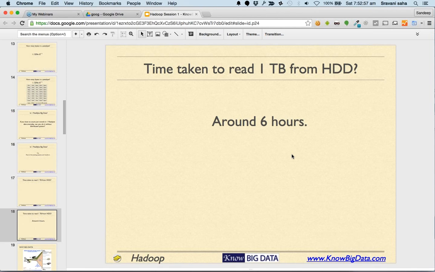quite a big time. If you think about 1 petabyte of data, it will take 6,000 hours to read it from the disk. If we are using a solid state drive, the speed might be 10 times faster. But still, reading 1 petabyte of data, even from solid state drives, will take around 600 hours. From hard disk, it will take 6,000 hours. Now, do you think that 1 petabyte is big data?